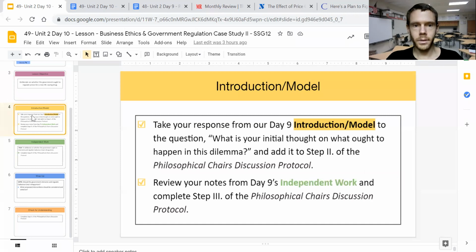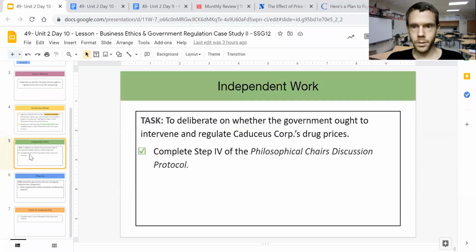So in the introduction, your teacher will likely ask you to look over your notes from day 9 to answer the initial question. What is your initial thought on what ought to happen in this dilemma? And that would be added to step 2 of the discussion protocol. And then looking over your notes from the independent work from day 9, you'll complete step 3 of the discussion protocol. As a class, you'll deliberate on whether the government ought to intervene and regulate Caduceus's drug prices, and that'll help you to complete step 4 of the philosophical chair's discussion protocol.